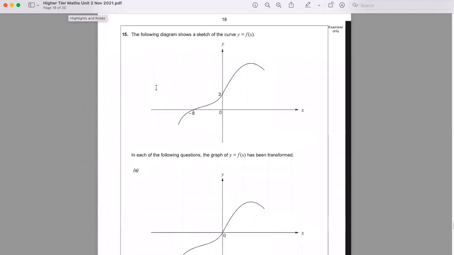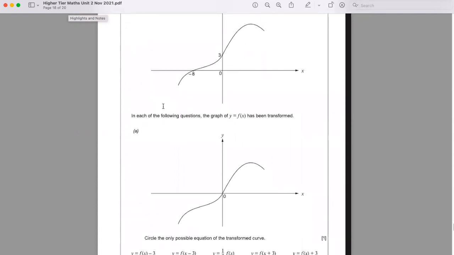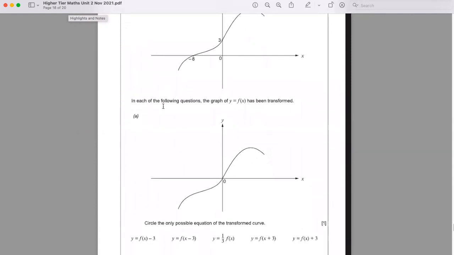The following diagram shows a sketch of the curve y equals f(x). Okay, so you've got a curve. It's just a function, and it cuts the x-axis at minus 8 and cuts the y-axis at 3. In each of the following questions, the graph of y equals f(x) has been transformed. Circle the only possible equation of the transformed curve.